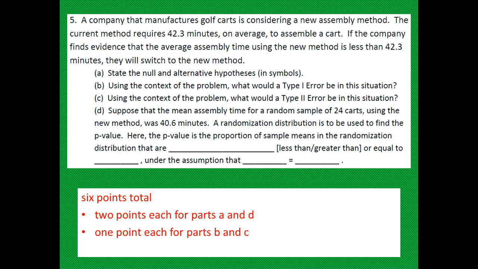If you want to phrase the null as the average assembly time using the new method is 42.3 minutes, or the average assembly time using the new method is greater than or equal to 42.3 minutes, those would both be fine. The main thing to watch out for is that it's easy to get the errors backwards. Then, part D, half a point for each blank. The last 2 blanks are basically the null hypothesis, because you do everything under the assumption that the null hypothesis is true. And then the first 2 blanks are indicating how you'd get the p-value.